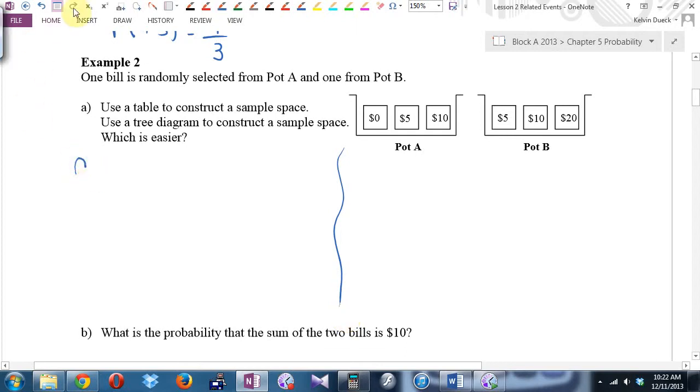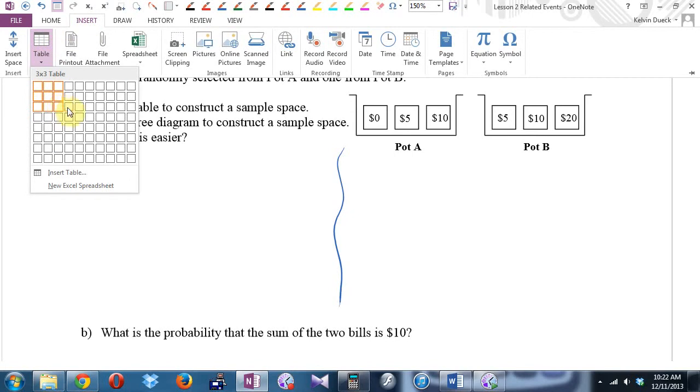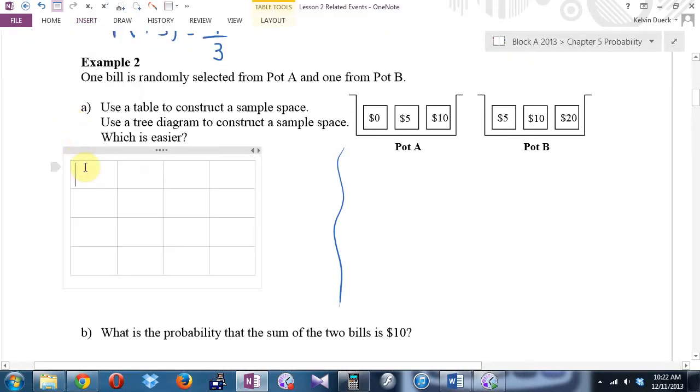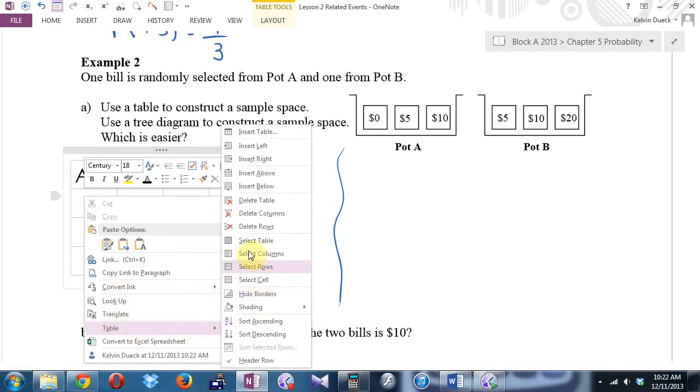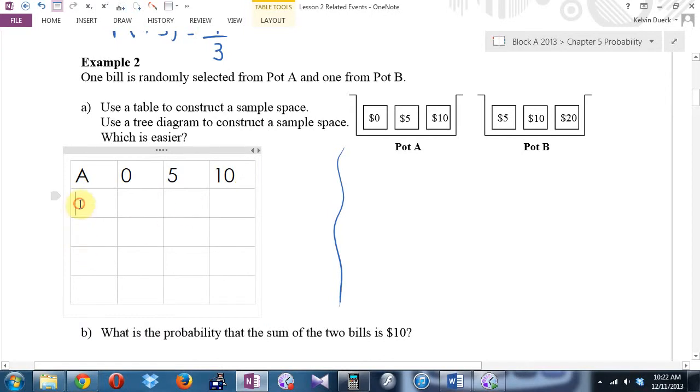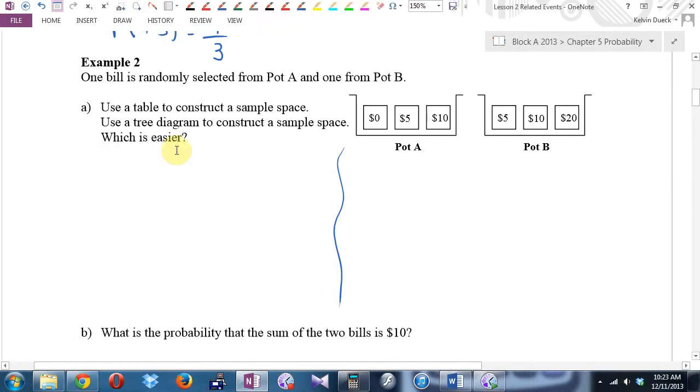Hey, wait a minute, Mr. Dueck. You can actually insert a table like this, can't you? Yes, I can. So I can do mine in typing, which will be a little clearer, I think. If I click right there, if I go insert table, I think I want a 4x4 table if there's 3 things. There is pot A, and you can get a 0, a 5, or a 10. And, Mr. Dueck, you need to add a row. Right-click, table, insert below. Here is pot B. You can get a 0. You know what, Mr. Dueck? Handwrite the table. This was a dumb idea.